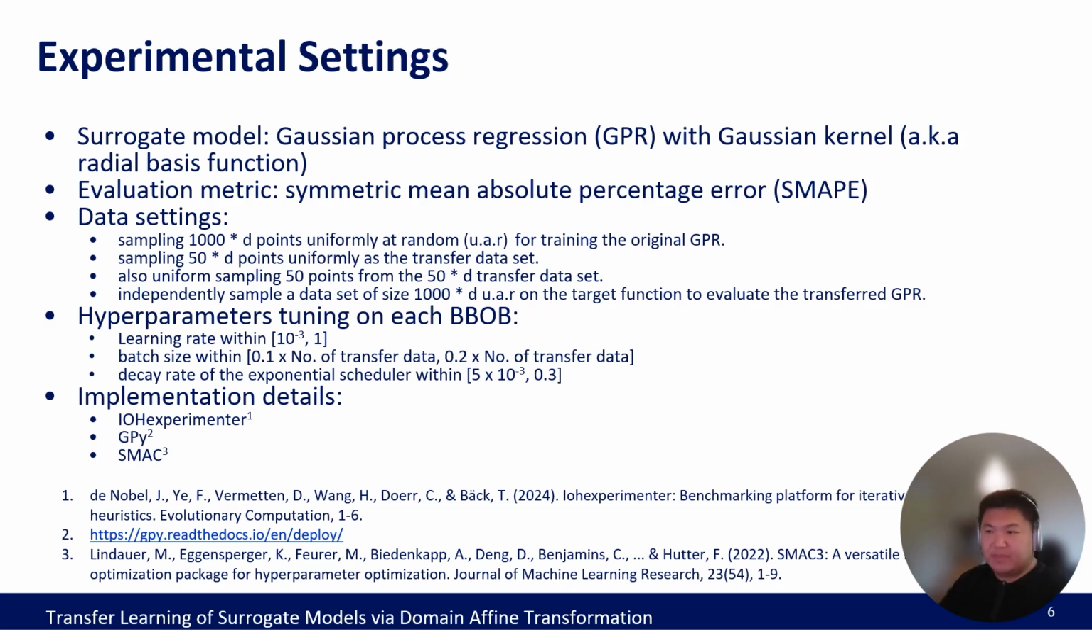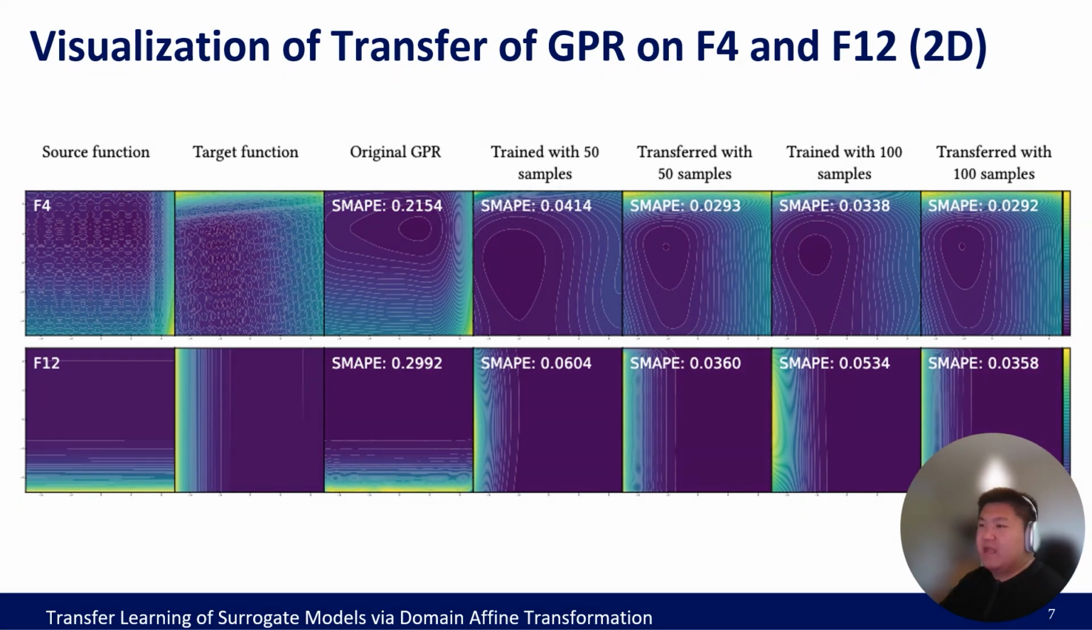Here, I illustrate the effect of our transfer method applied to a Gaussian process regression model on the 2D BBOB functions, which are F4 and F12. So from left to right, the plots show the source function, and the target function resulting from an affine transformation that includes a rotation and translation. So the source function and target function here differ only by the rotation and the translation. So the original GPR denotes the Gaussian process regression trained on the source function.